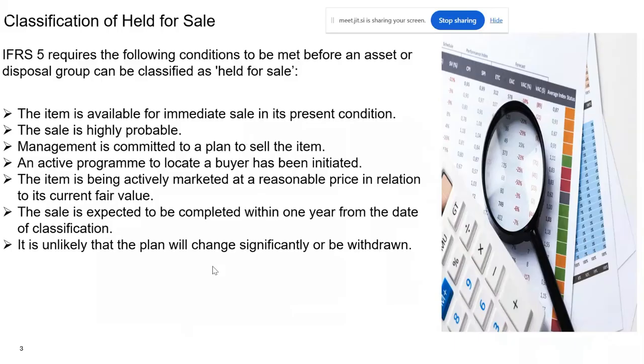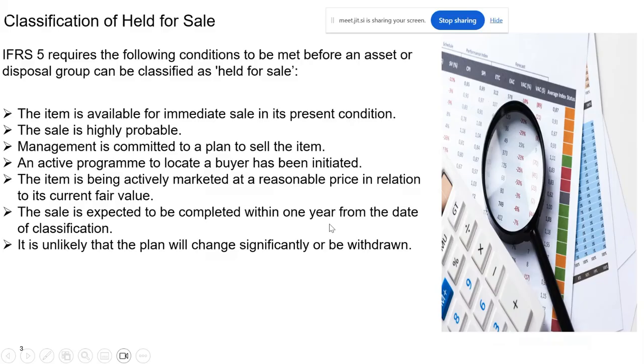One thing you should also realize about held for sale is that all these conditions must be met. If one of the conditions is not met, even if management is committed to sale and there is a potential buyer, but some condition is missing in the question they gave you, then you cannot classify it as held for sale. All these conditions must be met, except where we have exceptions, like the sale expected to be completed within one year. It must be there.